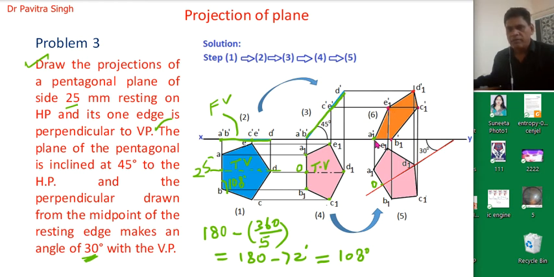So now we have 5 points: A1 dash, B1 dash, C1 dash, D1 dash and E1 dash. Then we will connect all these points, so we will get this new shape or surface, which is a pentagonal surface, and this surface is inclined 45 degrees with the horizontal plane and 30 degrees with the vertical plane. So this is our final projection, which is actually the front view of this plane, inclined 45 degrees with the horizontal plane and 30 degrees with the vertical plane. So this was the solution of this problem.